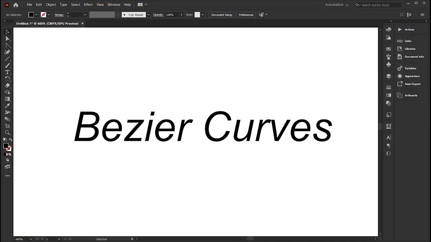Good morning, everyone. Today we'll be looking at Bezier curves. As the name suggests, it's a type of curve, but first we'll begin with the idea of the linear curve, and then we'll move on to quadratic curves, and finally we'll reach our final destination, which is the cubic Bezier curves.